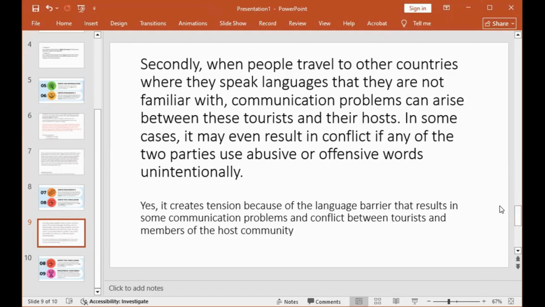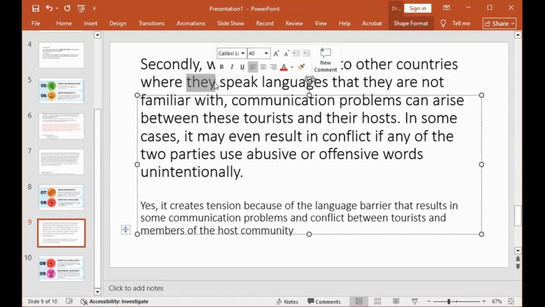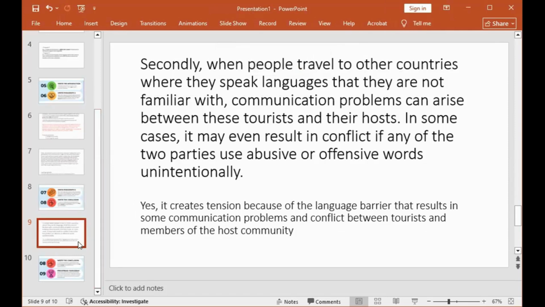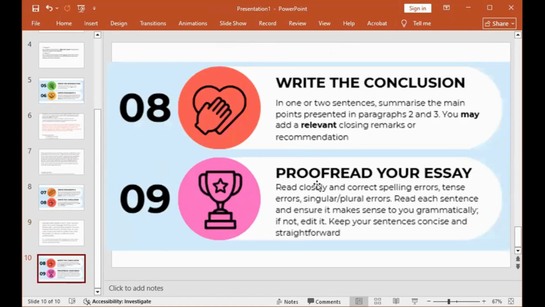Secondly, when people travel to other countries where they speak languages that they are not familiar with. So let me make some corrections here. This is what we call unclear pronoun. You see this THEY here, we are not really sure what it's referring to. This is another THEY here, we are not really sure what it's referring to. So we need to adjust that sentence. Let me show you what I'm doing here. As I'm writing, I am reading my sentences and making corrections.